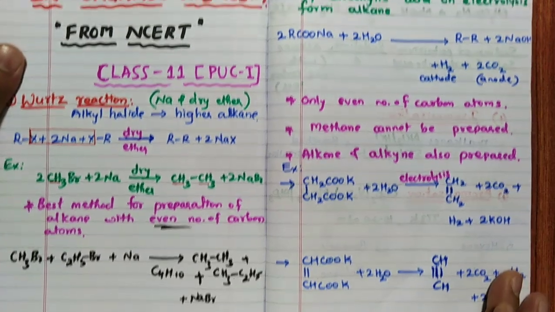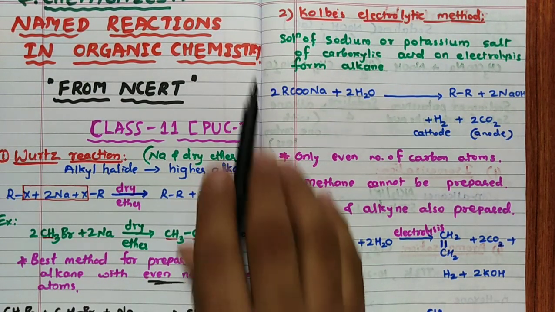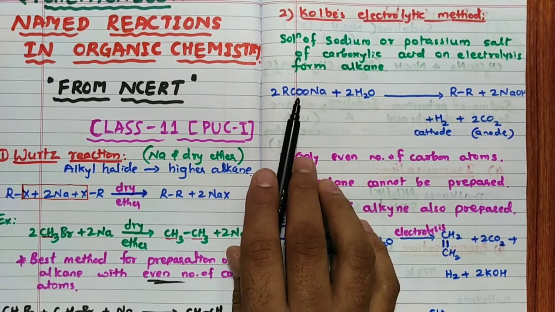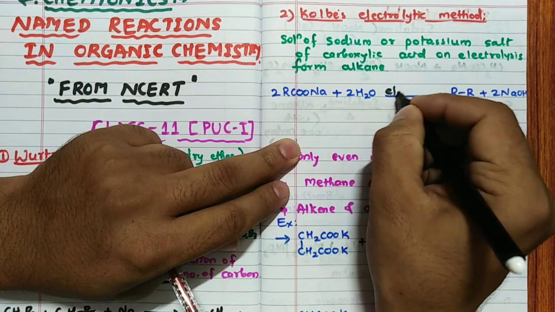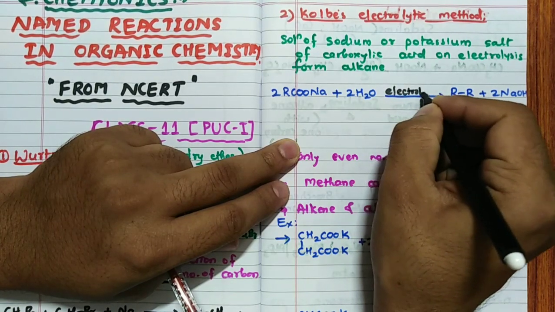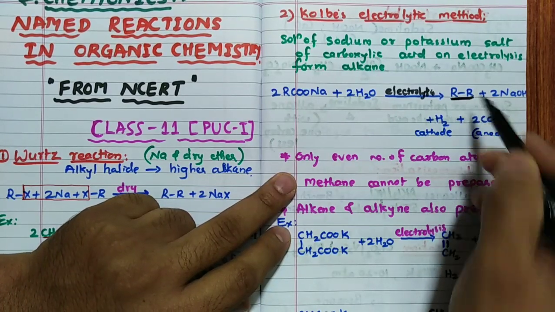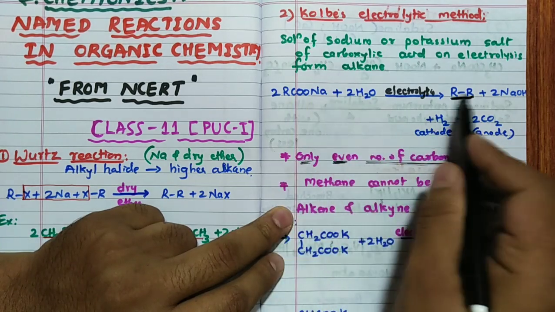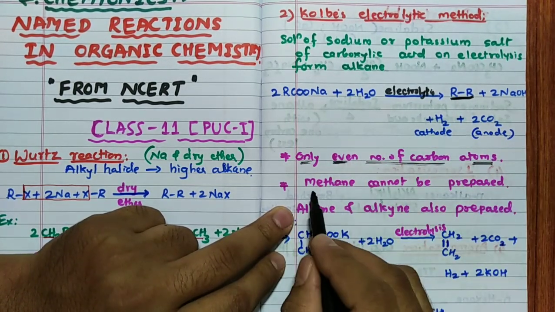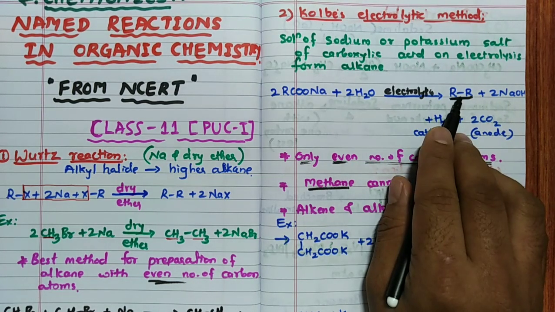This is Wurtz reaction. Then Kolbe's electrolytic method. Very simple method, remember. A solution of sodium or potassium salt of carboxylic acid undergoes electrolysis, and you are going to get alkane like this. Once again, here also remember, only even number alkanes you can prepare. Methane cannot be prepared from this. So minimum 2 carbon atoms.